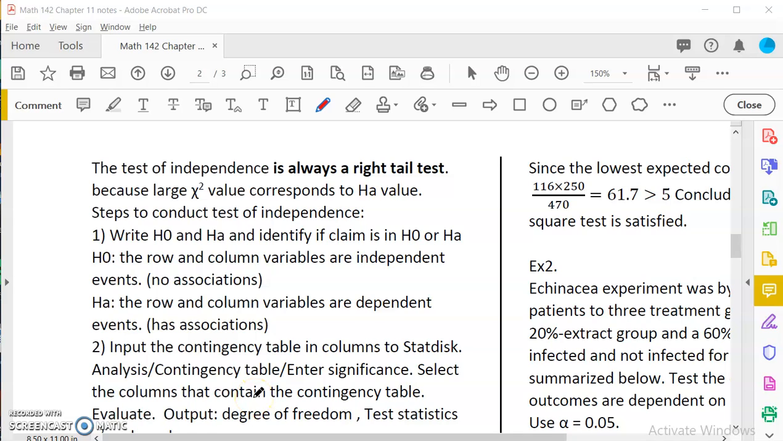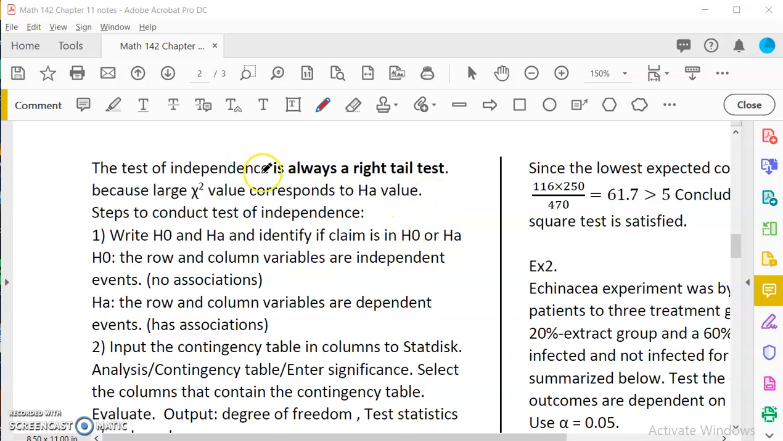Hello, statistics student. This video is for chapter 11.3, chi-square test of independence. We talked about what it is used for in the last video. Chi-square test of independence is to test whether two categorical variables are dependent or independent of each other.